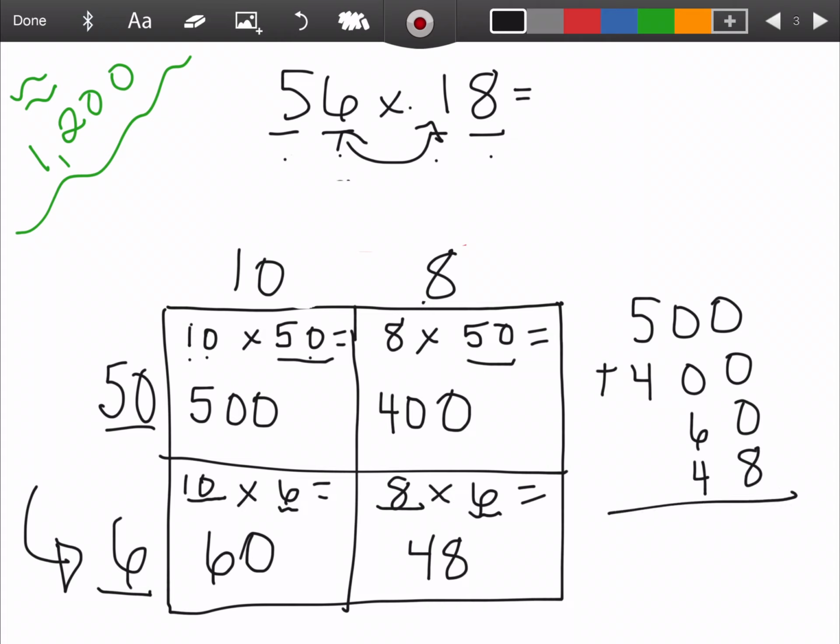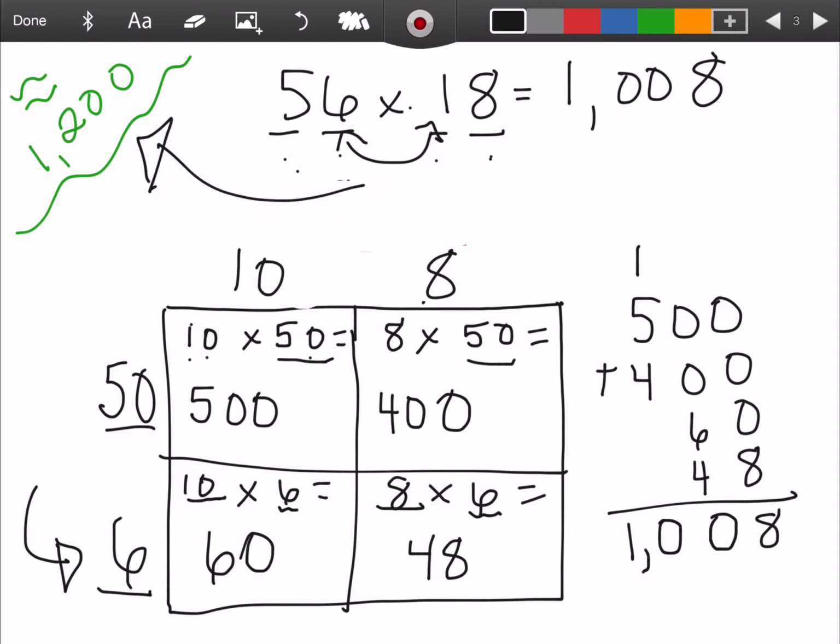Always starting in my ones column, I have an 8 in the ones column. In the tens column, I actually have 6 plus 4, which gives me 10, and I'm going to carry it over. And then in my hundreds column, I actually have 1 plus 5 plus 4, which gives me 10 again. And I don't have any more places, so I can just write that 10 out. And my answer is 1008. And because I rounded both of these numbers up, this makes perfect sense that my actual product is a little bit less than my estimation. So there's one way to solve 2-digit by 2-digit problems.